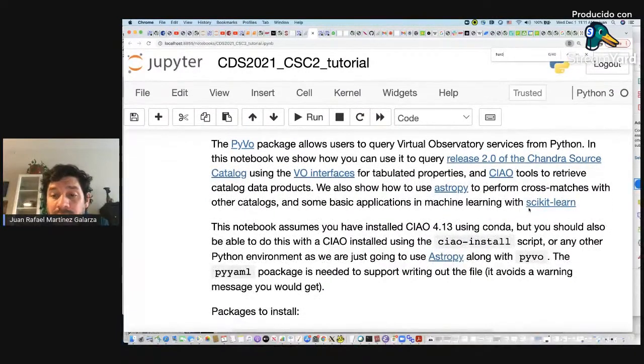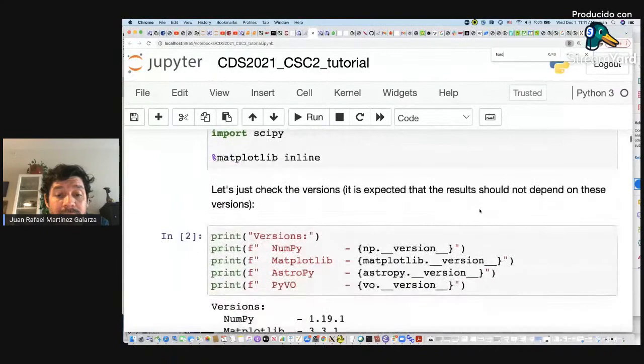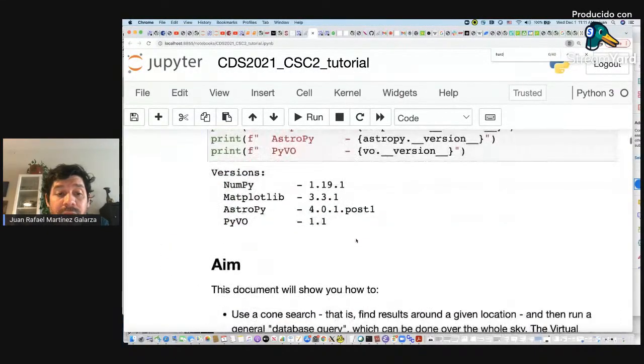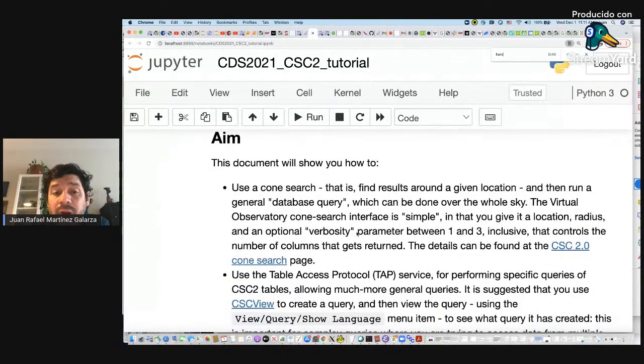And for those of you, and this we will not touch on today, but on Friday, in the last lecture, I will briefly show you how to input some data from the Chandra Source Catalog into a machine learning algorithm in scikit-learn. So basically, that's it. And this is just some of the imports that we need here. And I'm going to move on to show you how to do a couple of things.